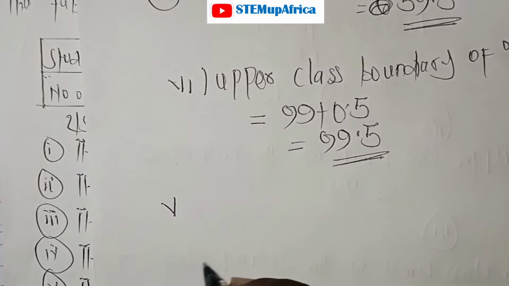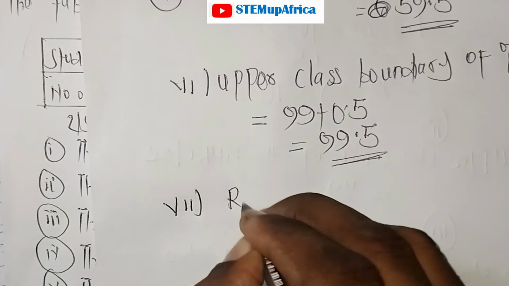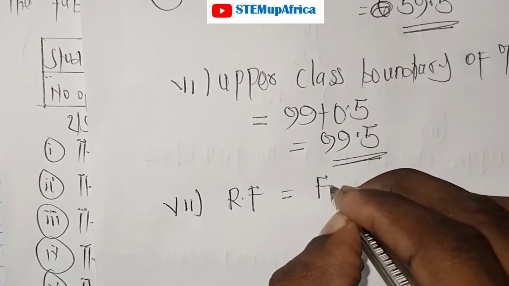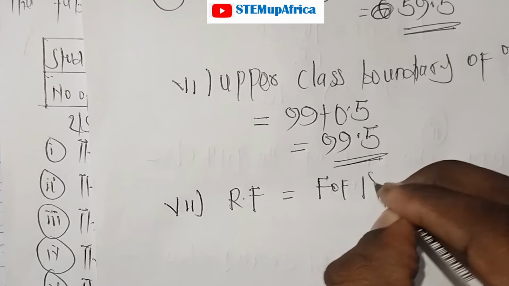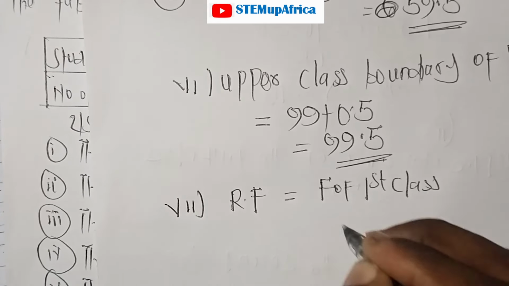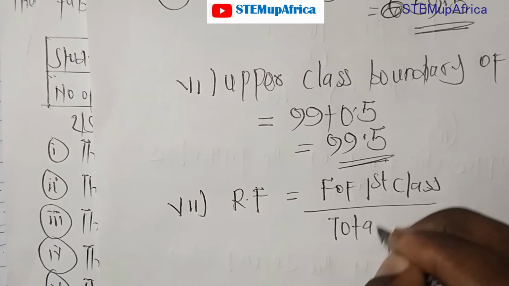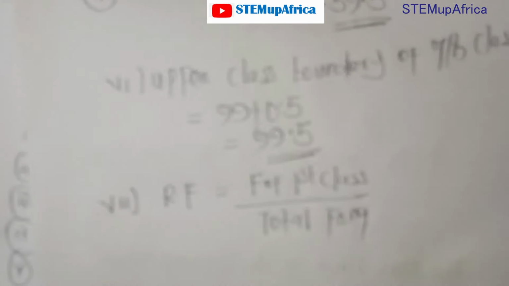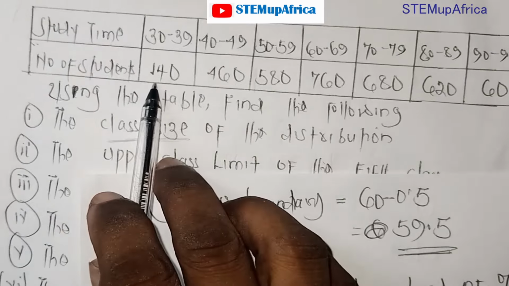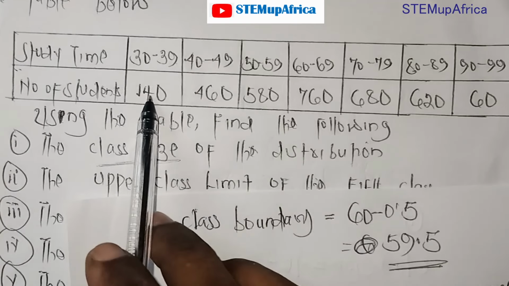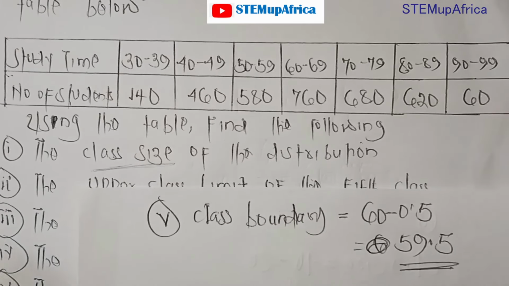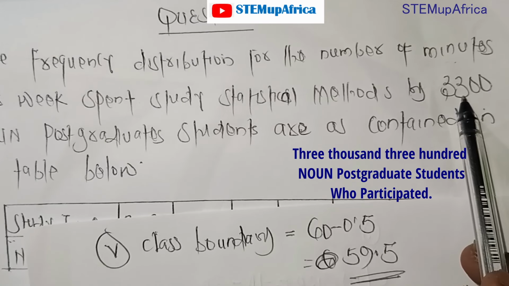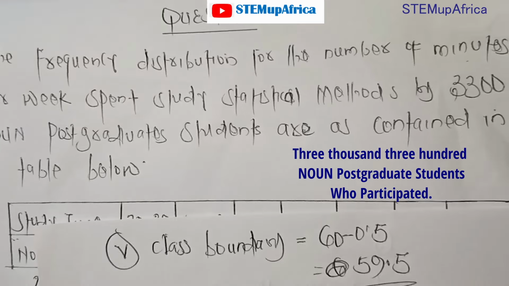So what is the formula for relative frequency? Relative frequency is the frequency of the first class over the total frequency. What is the frequency of the first class? It's simply 140. What is the total frequency? We have to add everything here, but fortunately for us, they save us the stress. The number is given to us as 330 students. That is the total number of students who participated.